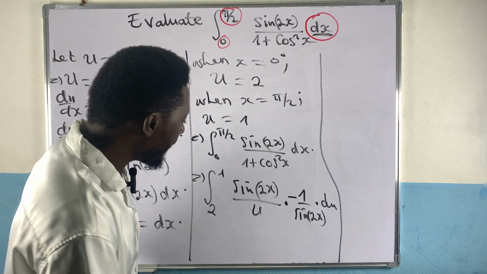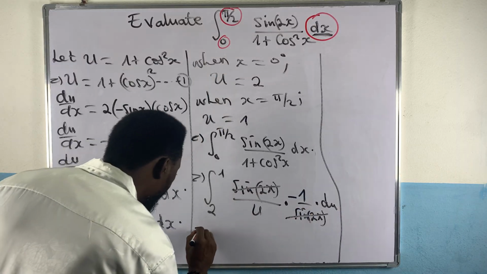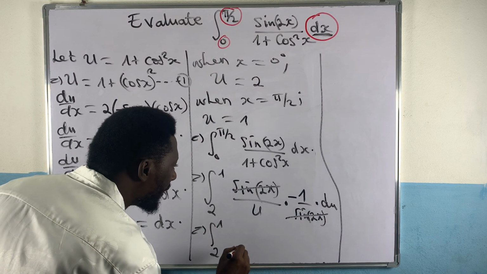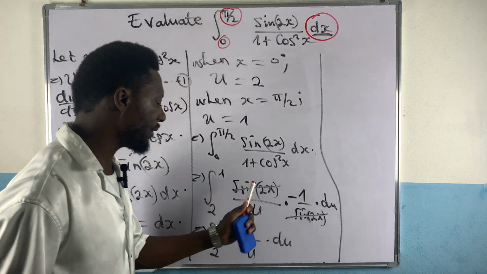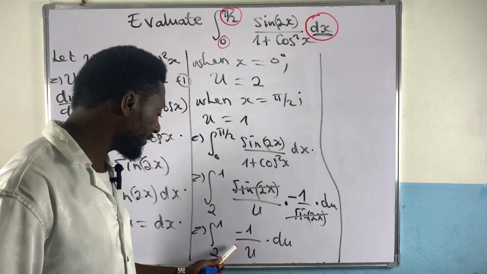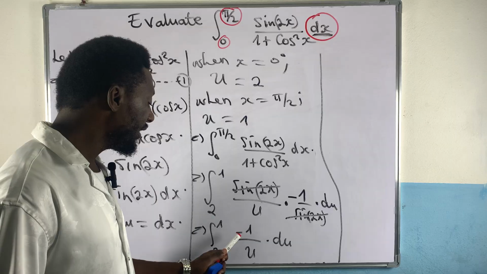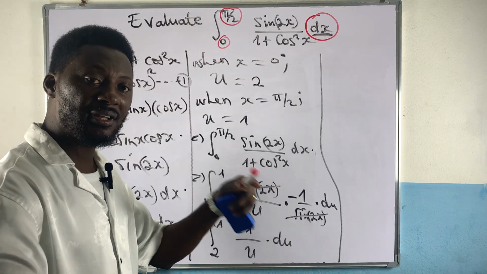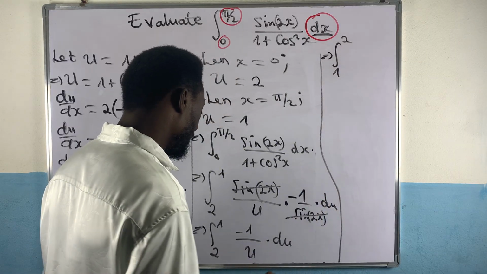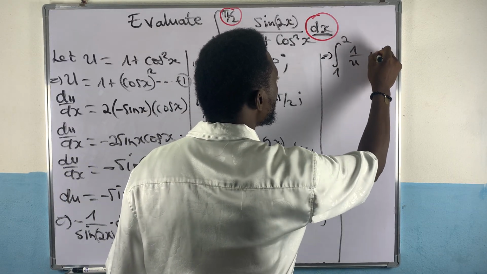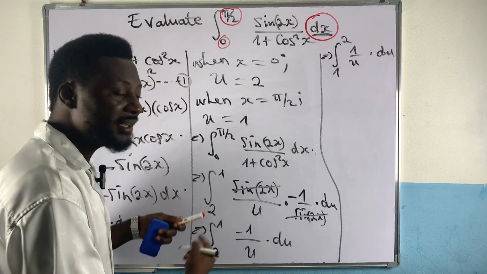So if you realize, sin 2x and sin 2x can cancel, numerator cancels with denominator, so that our integral becomes the integral from 2 to 1 of negative 1 all over u times du, because these guys are cancelled out. Now there's a property of integrals that says when you see a negative sign and the lower limit is higher than the upper limit, the negative sign can be used to reverse the limit. So this now becomes the integral from 1 to 2 of 1 all over u du. You realize that the negative sign is no longer there because it has been used to reverse the limit.